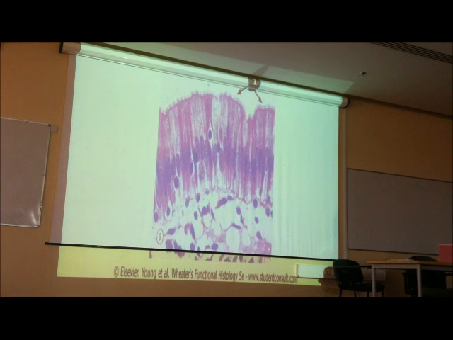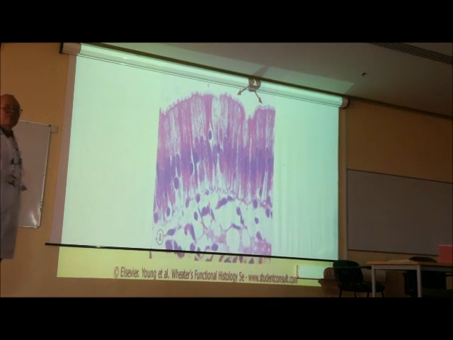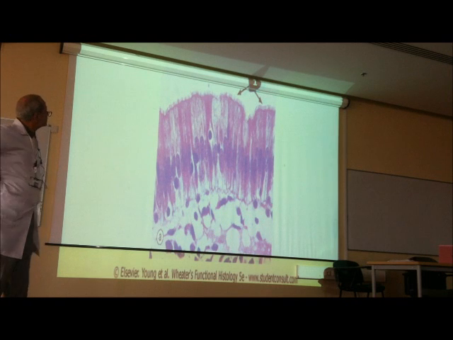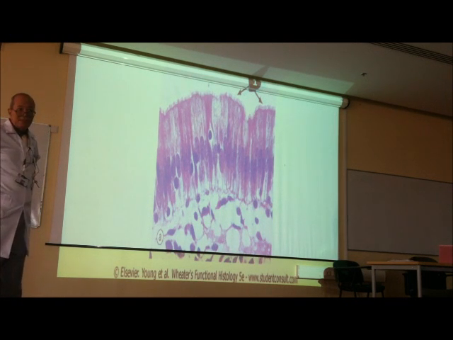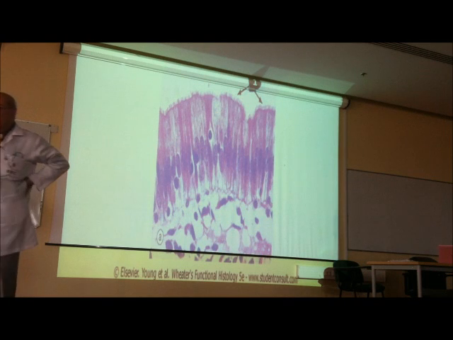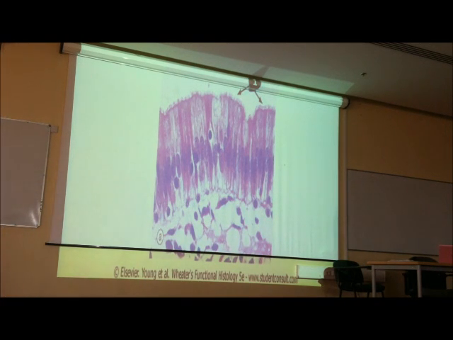Okay, what do you think? What is the structure present on the apical surface of these cells? Brush border, not microvilli. Okay, to get back the brush border. Watch the lens of what's present on the surface.